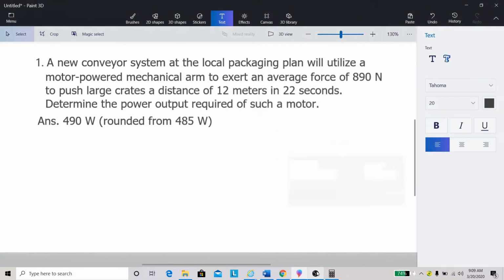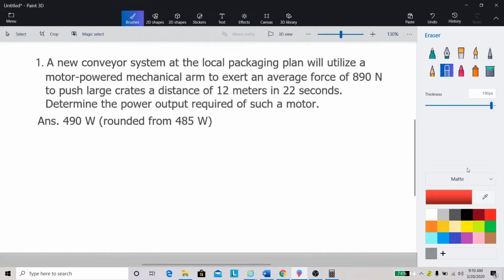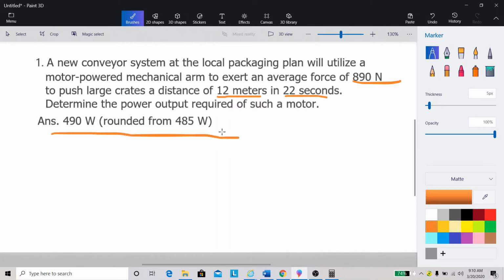So, about the conveyor system at the local packaging. Tingnan na lang din natin yung mga given ano. So, kayo na ang bahalang mag-solve nito. Napakadali na nito para sa inyo. 12 meters yung displacement, 22 seconds yung time, 890 yung force. O ito na yung answer.